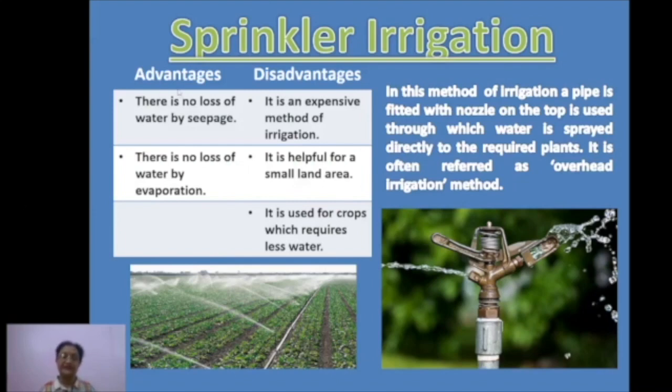Now let's see the advantages of sprinkler irrigation. There is no loss of water by seepage, or you can say very little loss of water, and there is no loss of water by evaporation also. So water is saved. What are the disadvantages? It is an expensive method of irrigation. This is the most important disadvantage of it. So it cannot be used by poor farmers. It is helpful for a small land area because it is too expensive, so it cannot be used for a vast stretch of land, and it is used for crops which require less water. In those cases it works best.